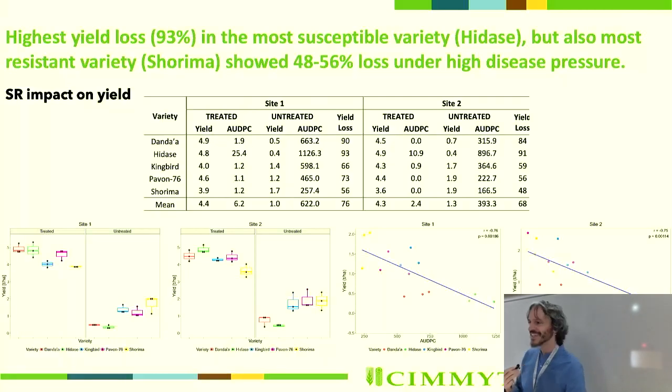But first, look at the yield loss. So this is basically the experiment again with the different varieties. This is the treated one. We have almost equal yield across the varieties for both sides, and then you can see the yield loss for different varieties, and we have a good correlation with the disease progression and the yield as well at the plot level.